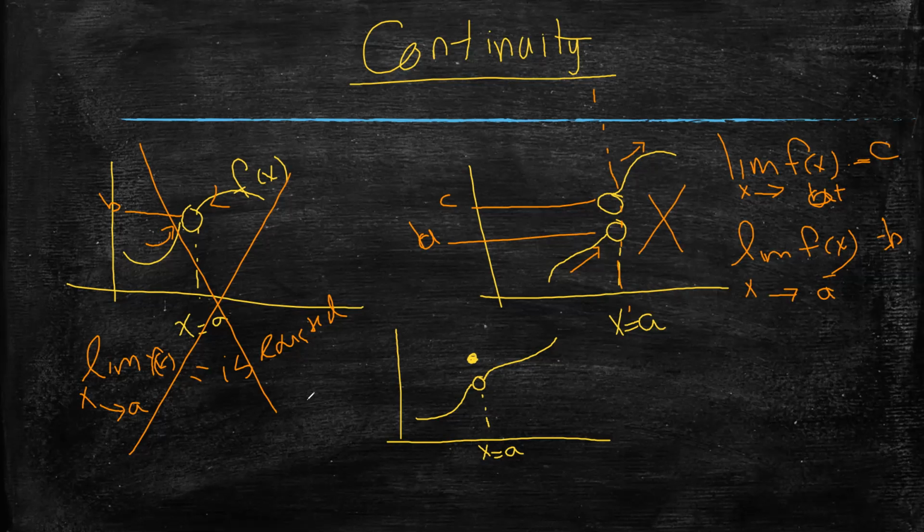The first one, yes, the limit exists, but the value of the function is not defined. The second one, the limit does not exist. So I will say the function is not continuous. And in the third one here, yes, the value of the function f of x is defined, and the limit also is defined and exists. But is the value of the function equal to the limit? No. So this is the third condition that fails.